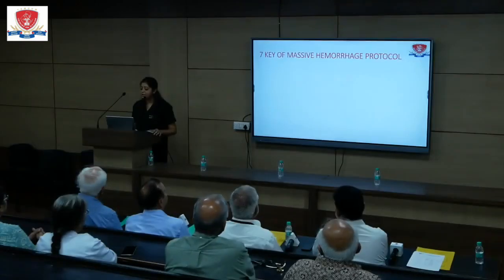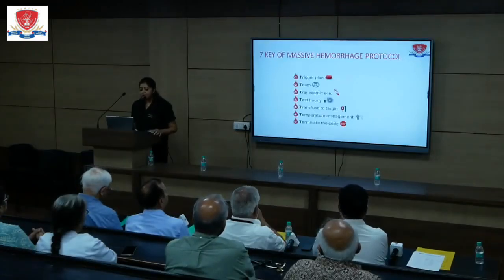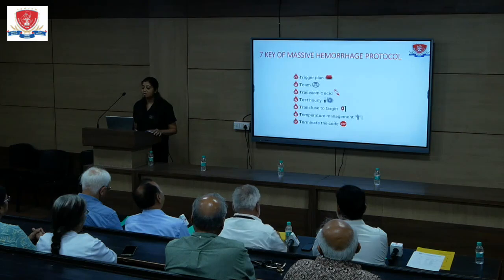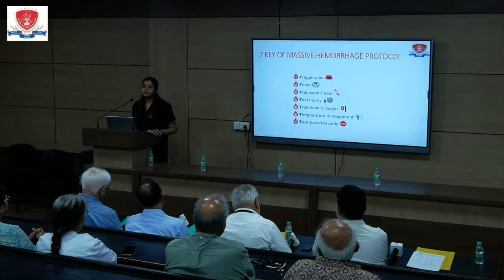Seven keys of massive hemorrhage protocol. First is the trigger plan, second is the team management, then the use of tranexamic acid, hourly tests, transfusion to the target, temperature management, and termination of the code.